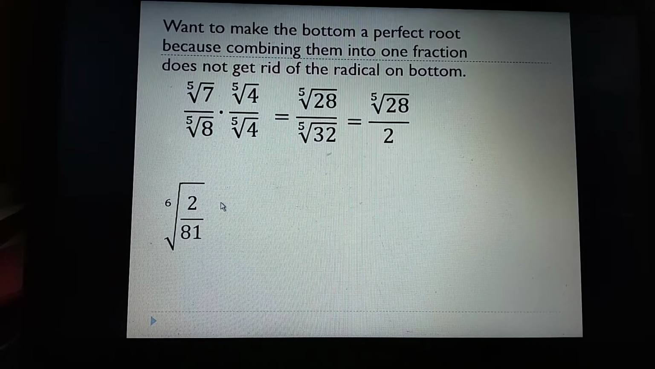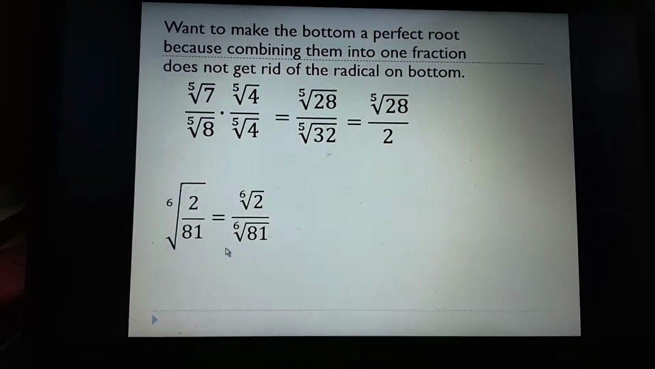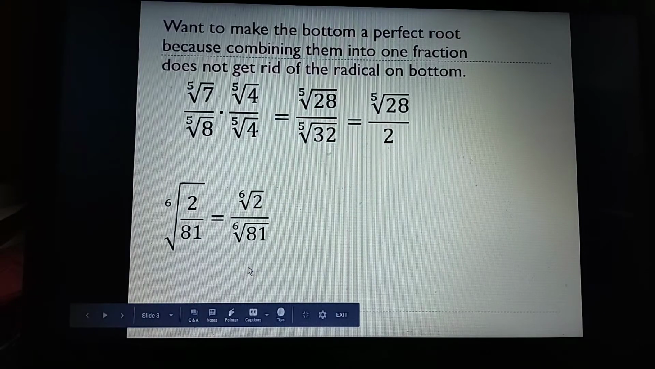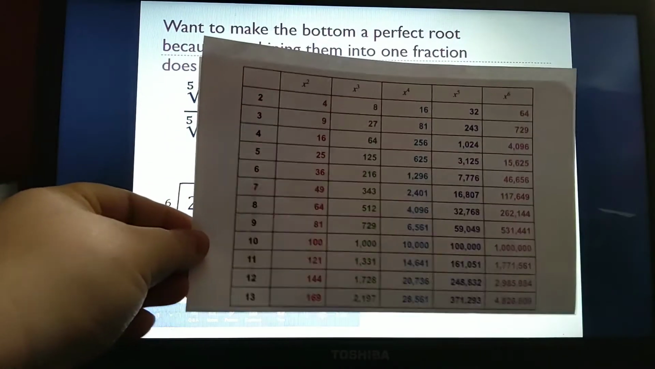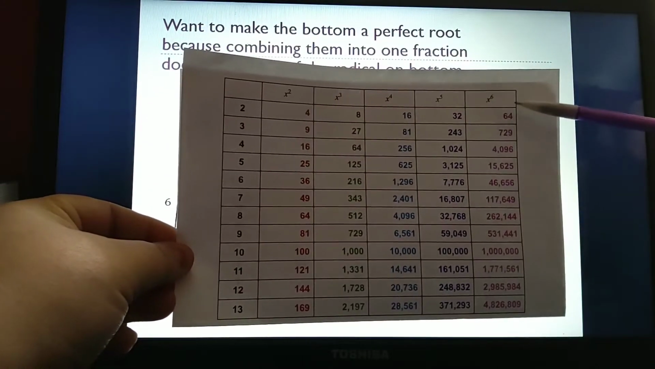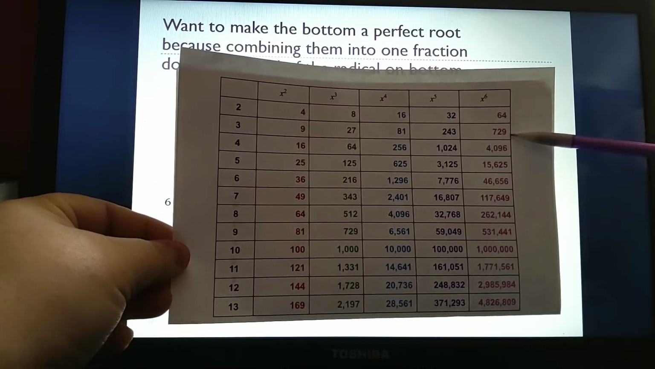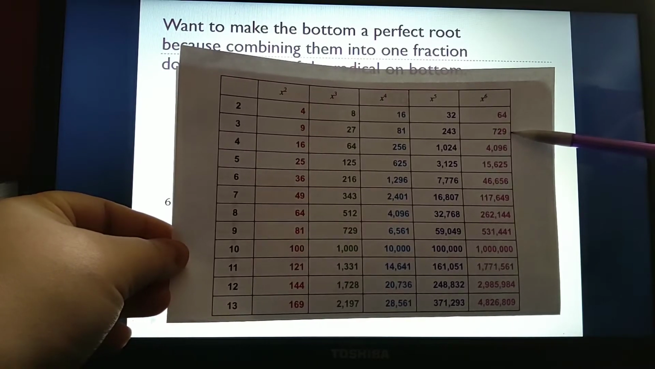Okay, let's look at the 6th root of 2 over 81. It's the same kind of situation. You can't do 2 divided by 81, so we're going to split it up. Now we're going to go to our 6th column. So x to the 6th, we're looking for 81. We see 64 and 729, so no 81.